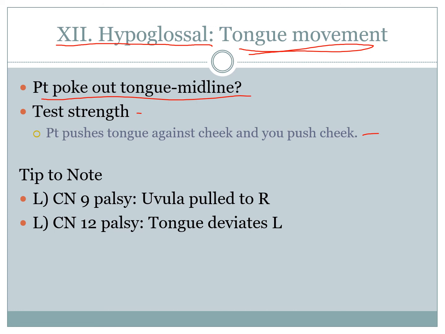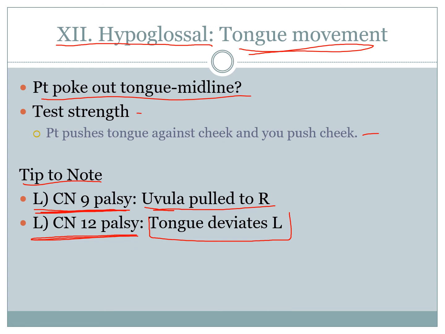When you're looking in someone's mouth, I just mentioned you look at the uvula, and now you look at the tongue deviation. Thing to note, just to keep in the back of your mind: if you have a left lesion or a left problem of the cranial nerve, then your uvula will actually go to the right hand side, as opposed to if you have a left cranial nerve 12 problem, then your tongue will actually deviate to the left. Keep that in the back of your mind. It's not exactly vital for you to know, but it can be quite interesting.